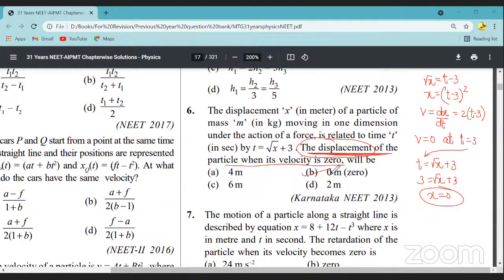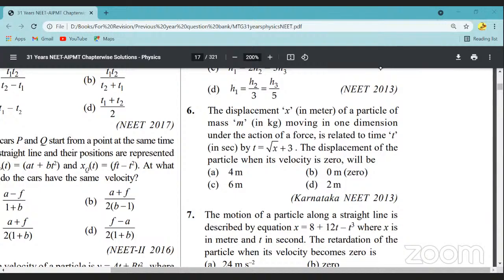Is it clear? Did everyone understand? Yes, sir. So this was an easy question. I think if you solve it like this, then it becomes easy, right? If you solve it like this, then it becomes easy. Let's go. Solve question number 7.